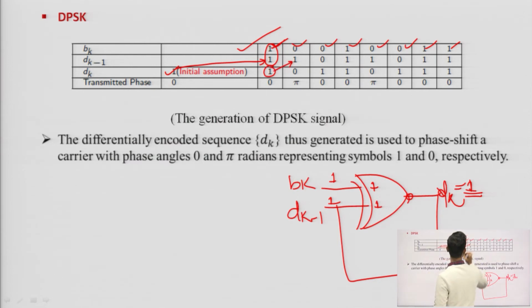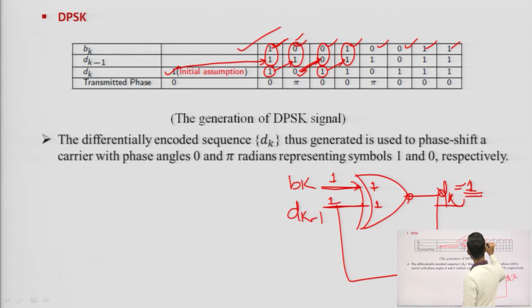Again this bit will be shifted to act as Dk minus 1, and it will be treated as one input, and in the next interval we have 0. So what will Dk be? Dk will be the XNOR of 0 and 1, which is 0. Again this bit will shift and act as Dk minus 1 for the next bit. Both are equal, so the output will be 1. Again it will act as Dk minus 1.